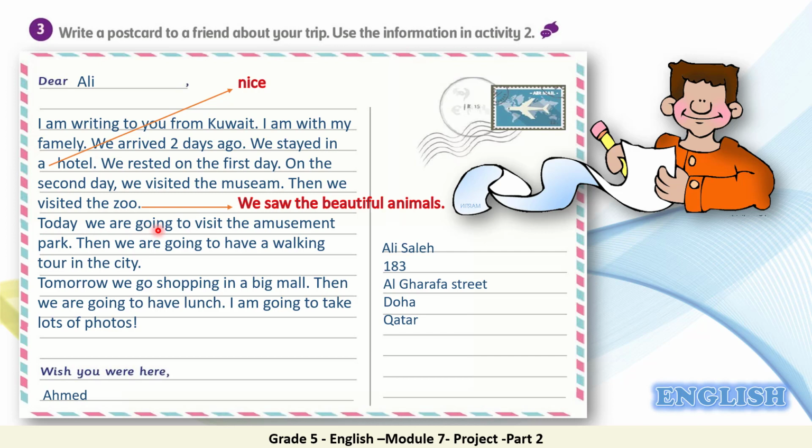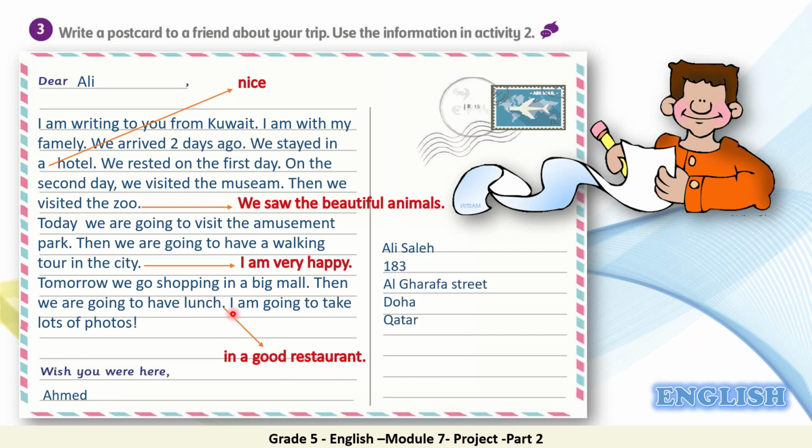Today we are going to visit the amusement park. Then we are going to have a walking tour in the city. You know, it's important to describe your feelings, right? So I could add here, I am very happy. Tomorrow we go shopping in a big mall. Then we are going to have lunch. We could add more details here by saying in a good restaurant. It's also kind of giving your impression about the place.